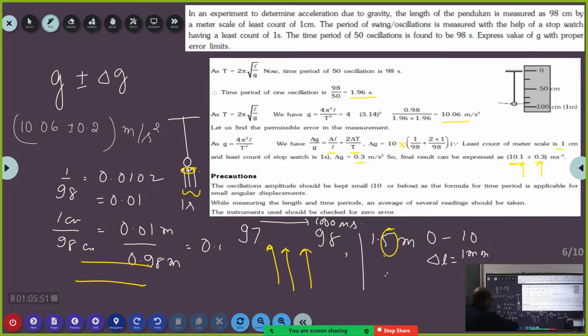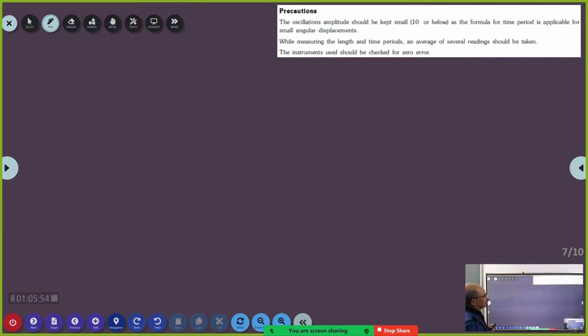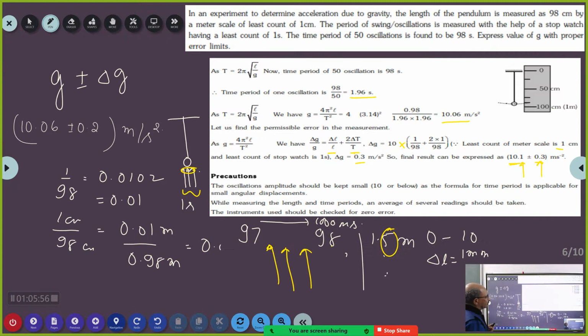Sir, that delta g, sir. Previously they have multiplied all the times, so it should be 10.1. Delta g equal to. Delta g, what is that delta g they have multiplied? What did they say?